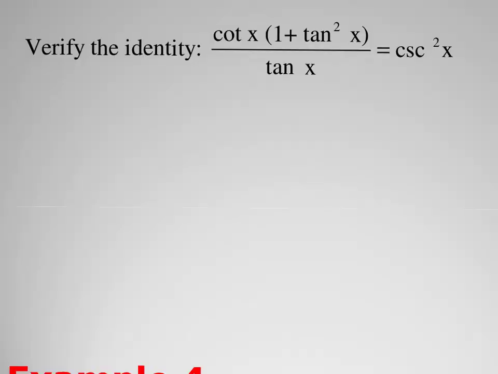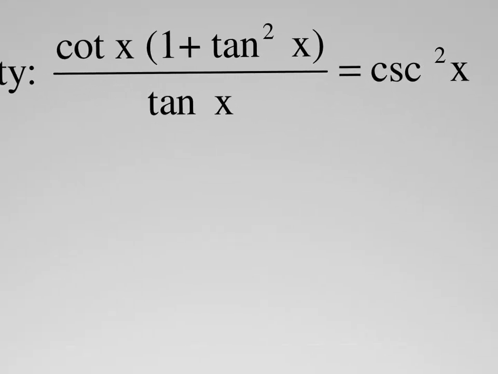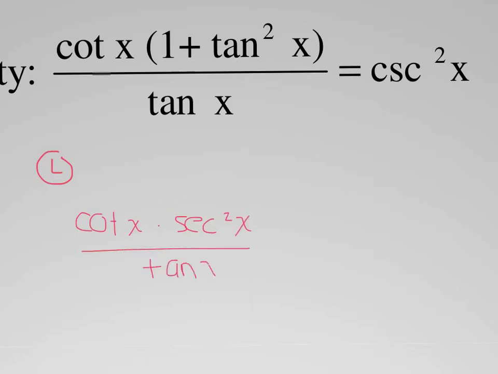Okay, here's another example. We're going to verify the identity. Again, I'm going to start with the left, the more complicated side, and I'm going to label what I'm doing. Right off the bat, I notice that this is a Pythagorean identity. Which one is it? Secant squared. Okay, so let's rewrite it: cotangent x times secant squared x over tan x.